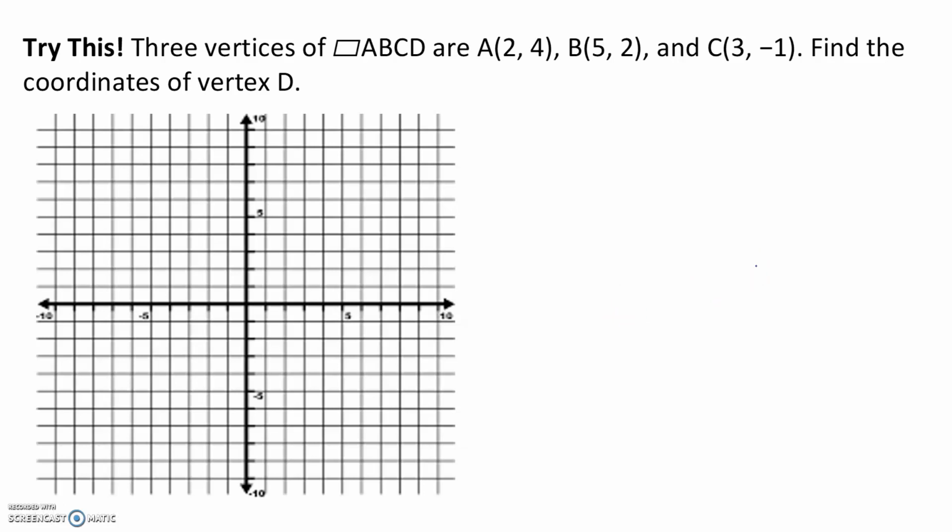Once you have this finished, go ahead and jump into Delta Math. Find the practice assignment titled Coordinate Planes for Parallelograms.